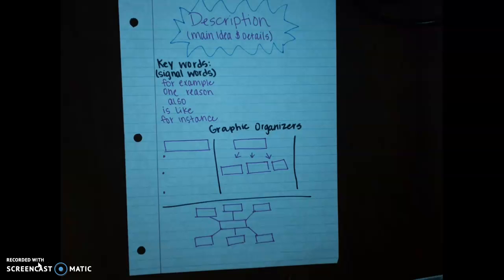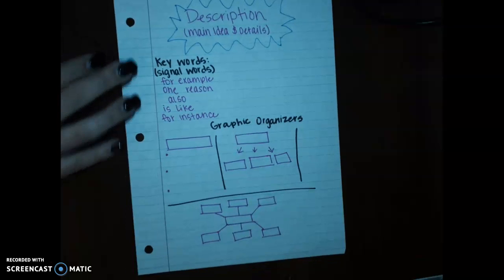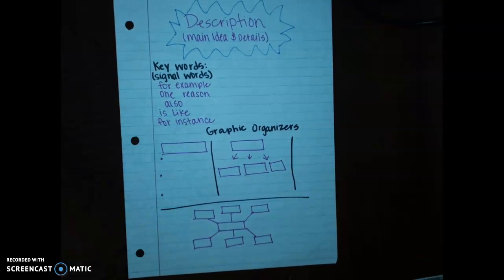So here I have an anchor chart that you can pause the video to write in your journal. This is going to help show you what description looks like in a text, right? So you're going to look at your keywords, your signal words, and then a couple different graphic organizers that might look familiar to you to help you identify that structure.